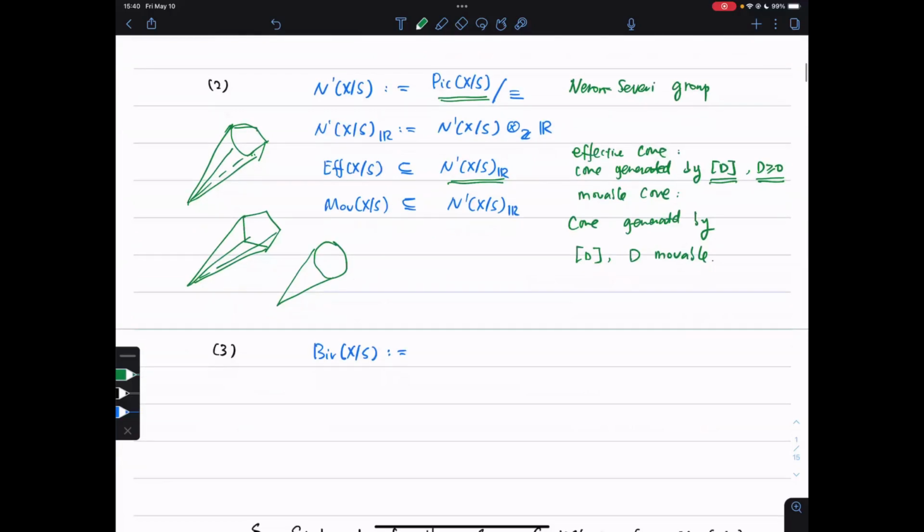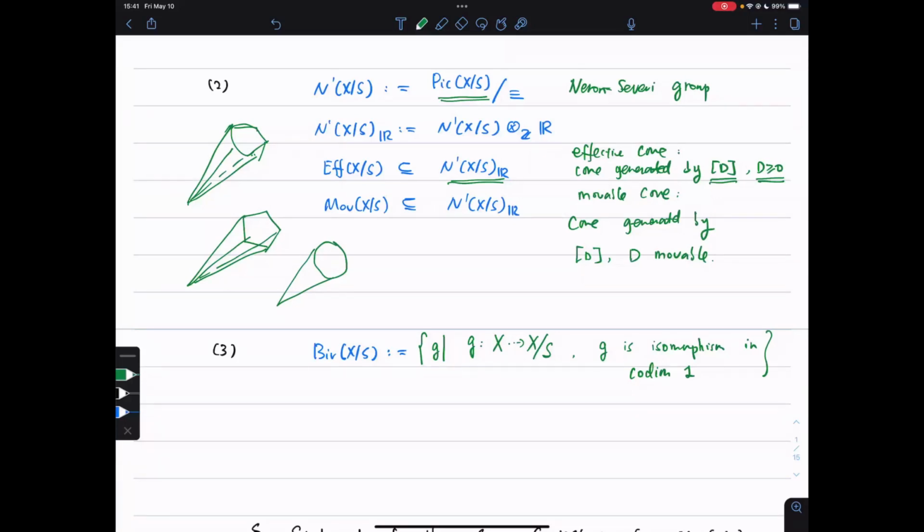So the last ingredient in this conjecture is the birational group. I'm using Bir(X/S) to denote the birational maps from X to itself over S. But there's one more condition. I require this map g to be an isomorphism in codimension 1. So this is the actual requirement besides being birational.